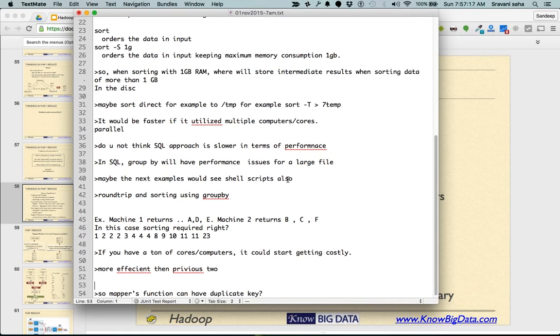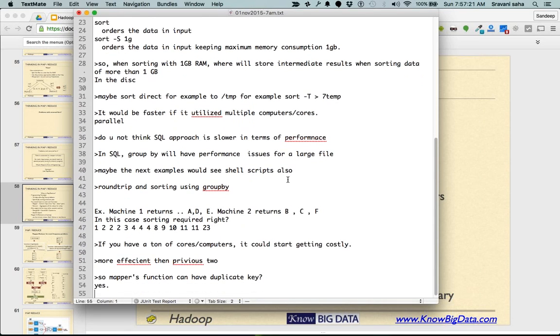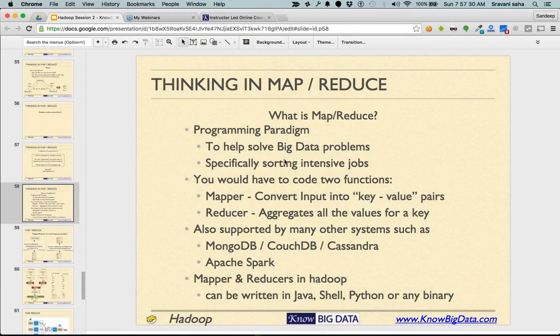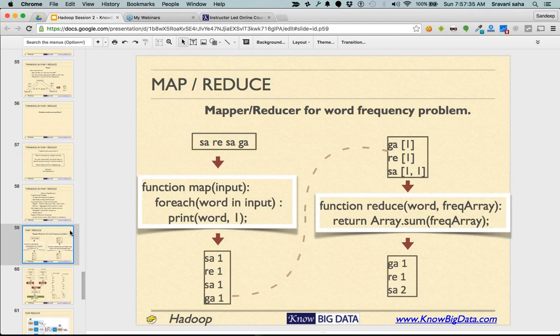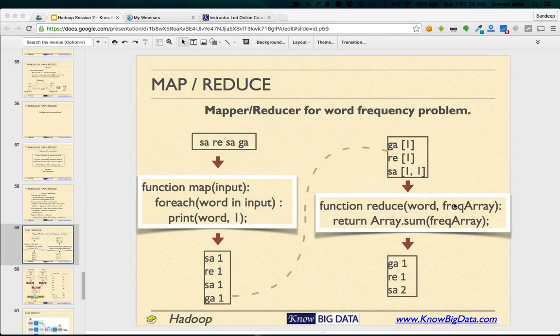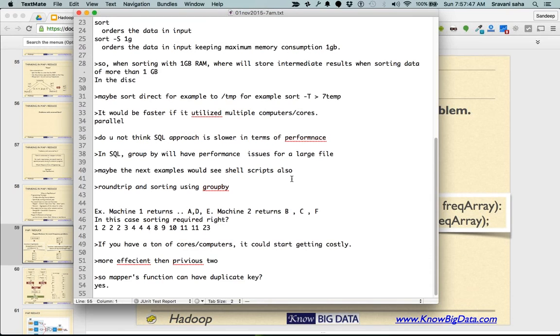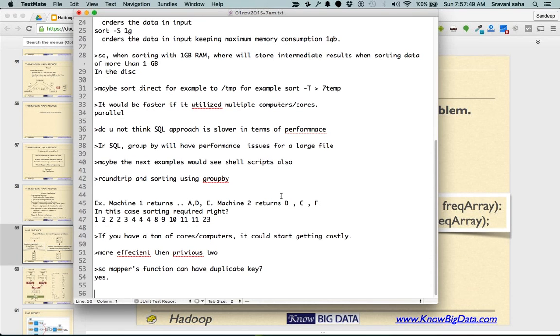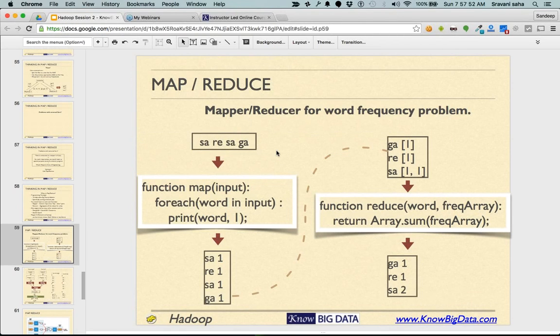So there's a question from Pankaj. Question is, can the mapper function have duplicate keys? Yes. And all the values for each key will be aggregated together. Now let's have a look at this flow which I prepared. When the mapper is giving output, it can give the same key multiple times.